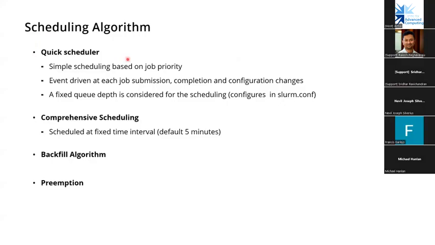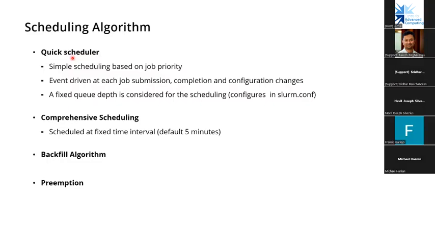The major difference between the quick scheduler and the comprehensive scheduler is that the quick scheduler only looks at a finite number of jobs, whereas the comprehensive scheduler looks at the complete queue depth, whatever jobs are queued in the system. I think for the quick scheduler, the number of jobs it looks into to schedule is 100 by default, but on our cluster on Graham, I think it's 3000 if I'm not wrong.